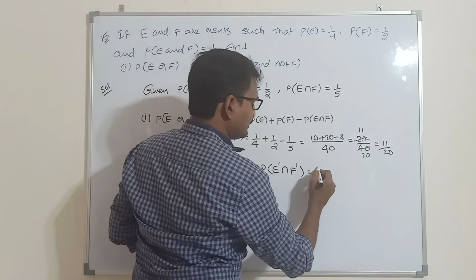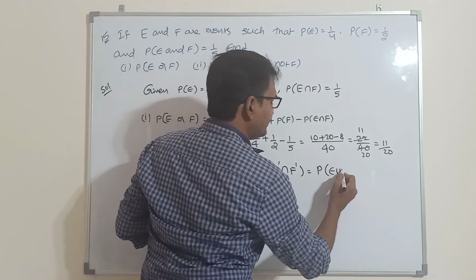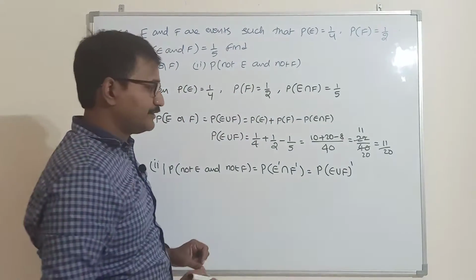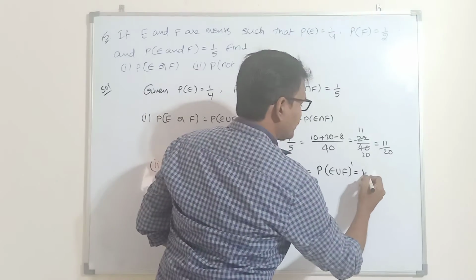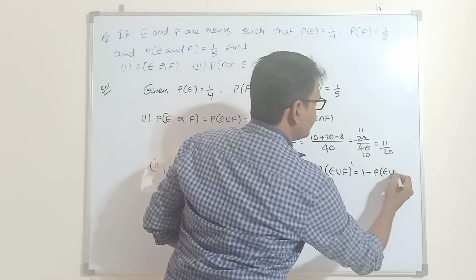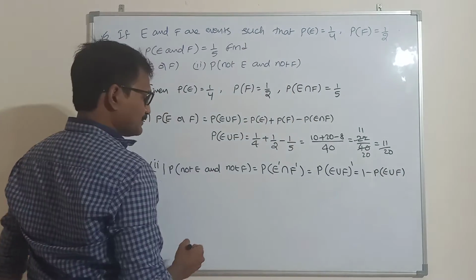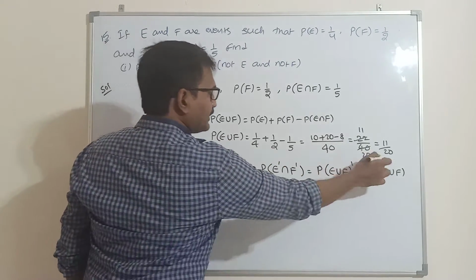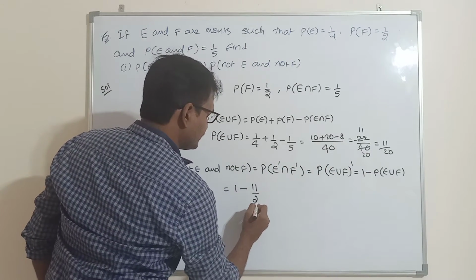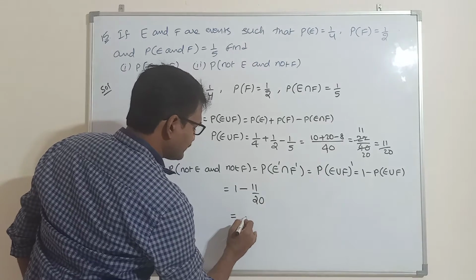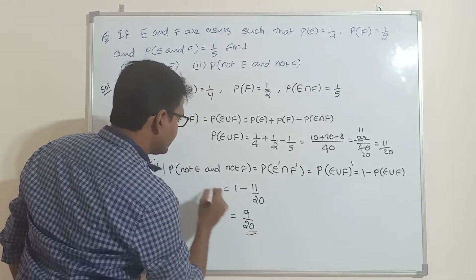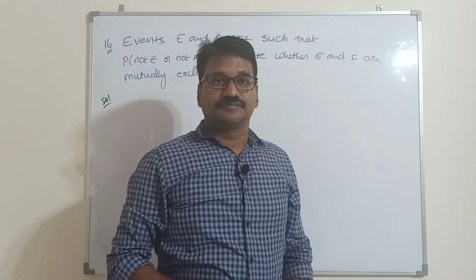So this is equal to P of E union F dash, which is again equal to 1 minus P of E union F. 1 minus P of E union F, the value we already got. How much? 11 by 20. 1 minus 11 by 20 is 9 by 20. This is the value of P of not E and not F.